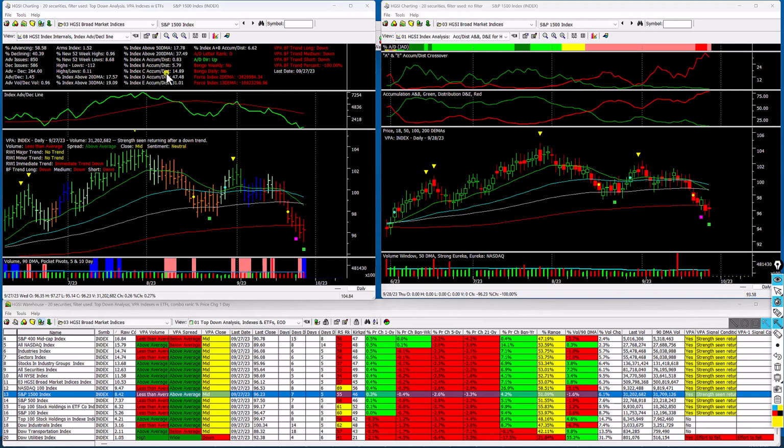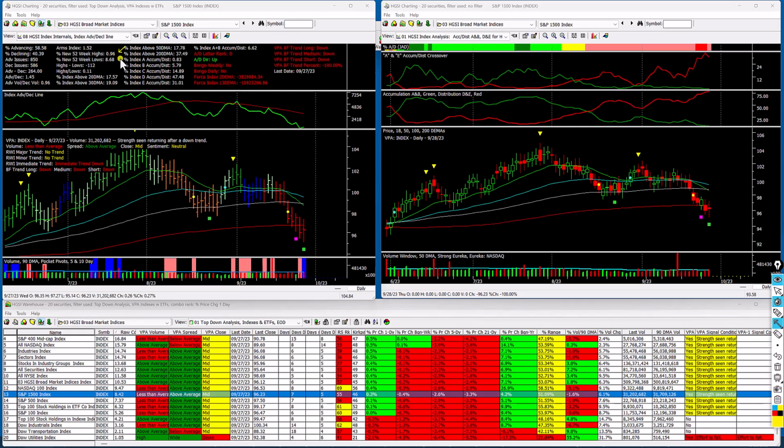I'll go back to my arrow. You can see yesterday the percent advancers was 58% compared to 40%. So 850 to 560. I don't have the unchanged in here, but the advance-decline line was 1.45 to 1. So pretty decent day on the internals.